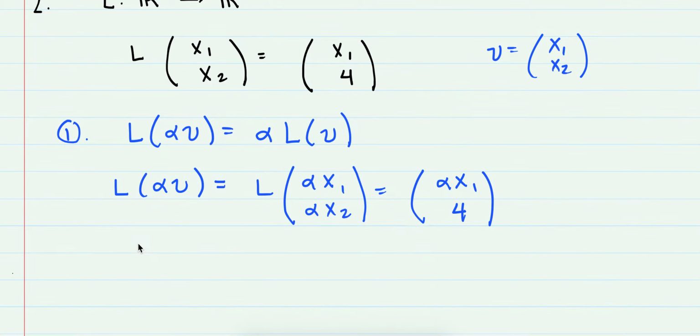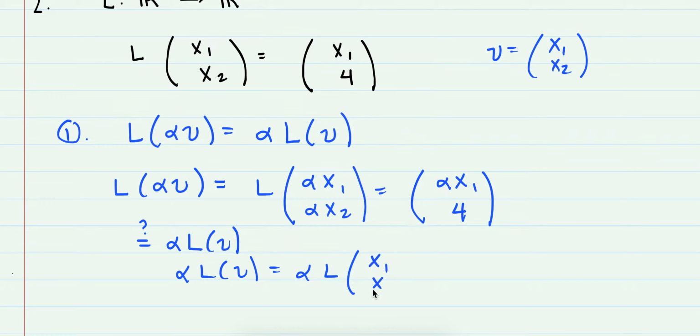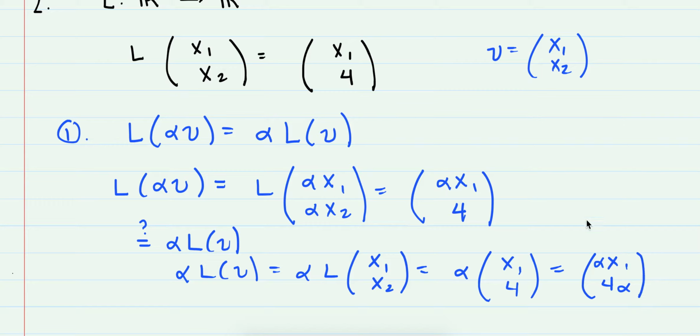Now, is this the same? Is this equal to alpha times L of v? Let's see. Alpha times L of v is alpha times L of (x1, x2), which is alpha times (x1, 4), which is (x1 times alpha, and 4 times alpha). Are these the same? No, because if alpha is anything other than 1, you won't get a 4 here. If it was 2, you'd get an 8, and that's not the same thing as what you see here. So they're not equal. So this is not a linear transformation.